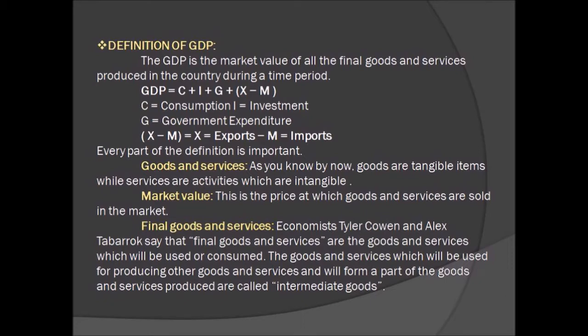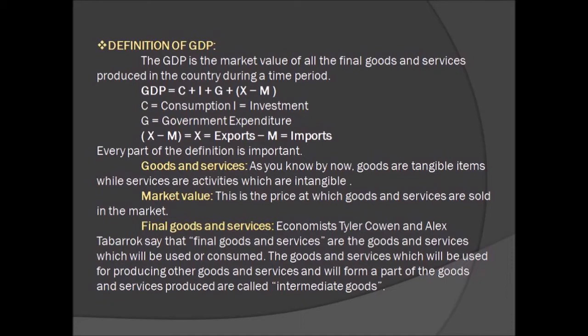And here is the formula to calculate the GDP. GDP equals consumption plus investment plus government expenditure plus the difference between the total value of exports and imports. Here, consumption means the total value of goods or services that is used, and expenditure means the spending amount.